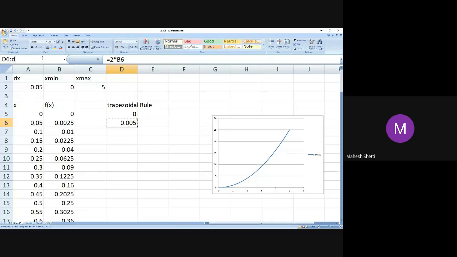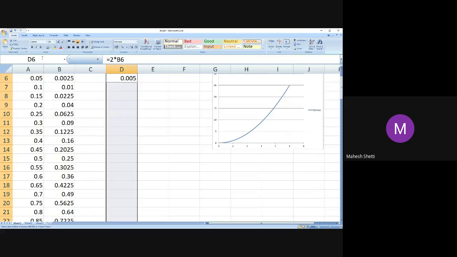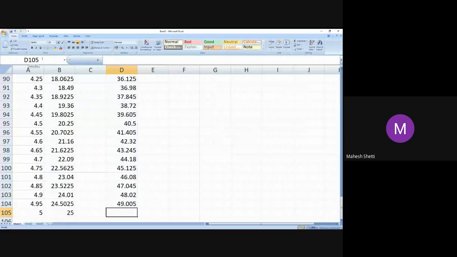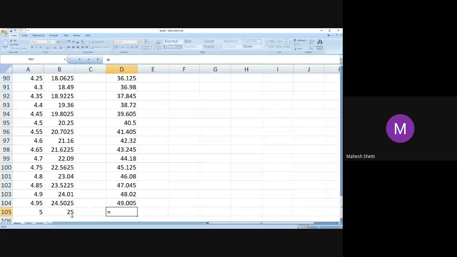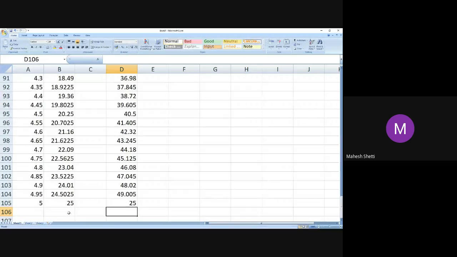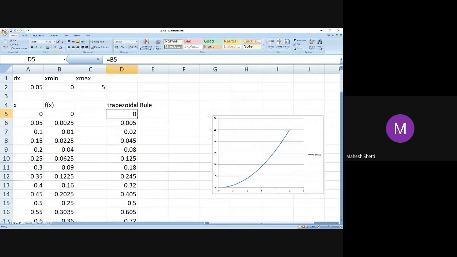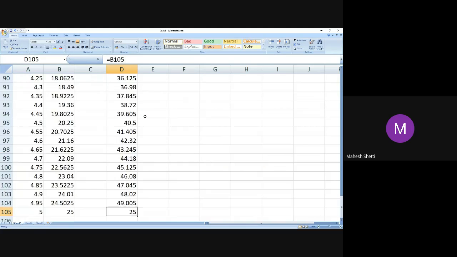till B104, not 105, till n minus 1, and I'm going to paste that formula. So you see the last value is still not written. I will write that as yn. So what has happened? I have written y0 as it is, y1, y2, y3, everything I'm multiplying with 2, and the last value I'm writing just yn again. And I have to add all these things.